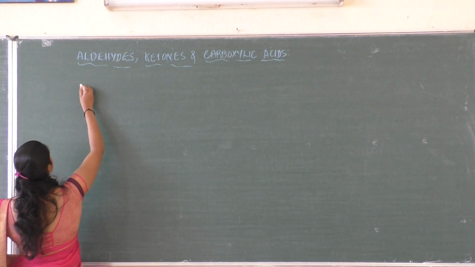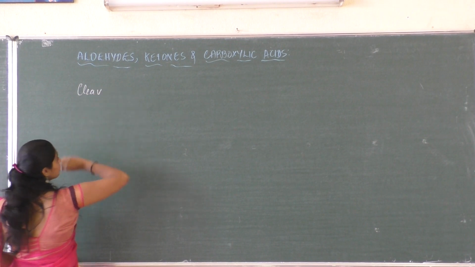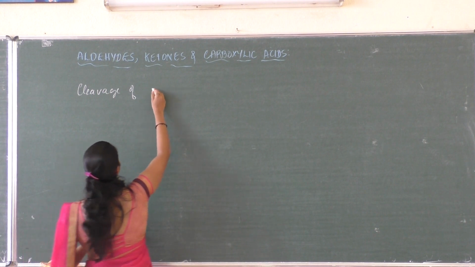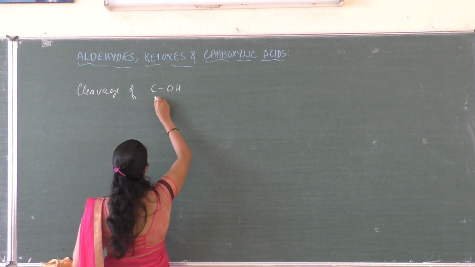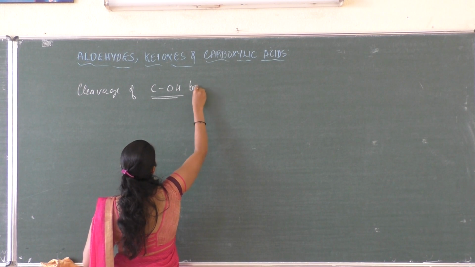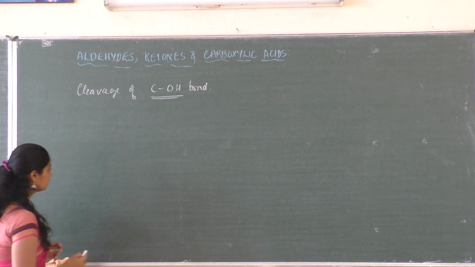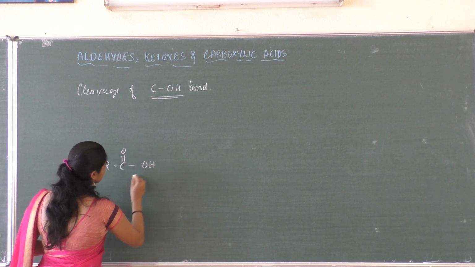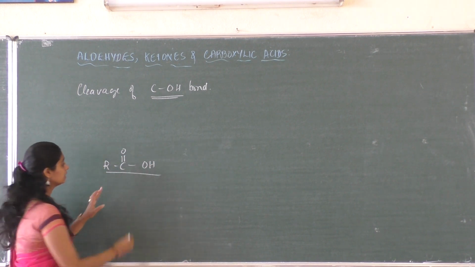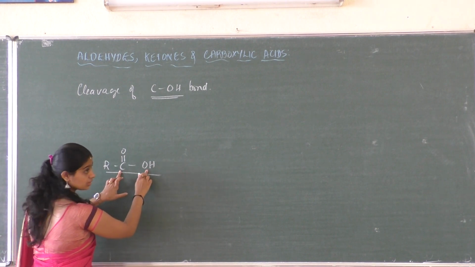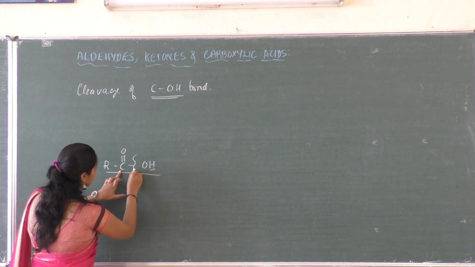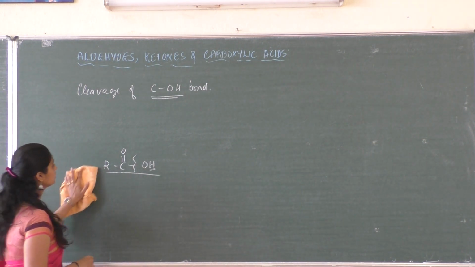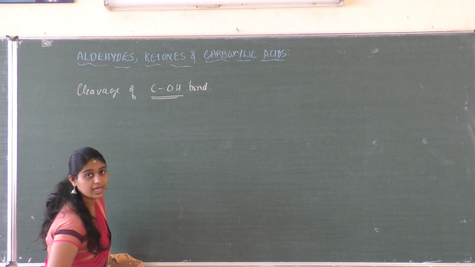The first is the reaction which involves the cleavage of the carbon to oxygen bond, or C-O bond. If this is the carboxylic acid, then during the reaction the bond between the carbon and the oxygen of the hydroxyl group gets cleaved so as to form a new compound. Out of that, the first reaction is the formation of anhydride.